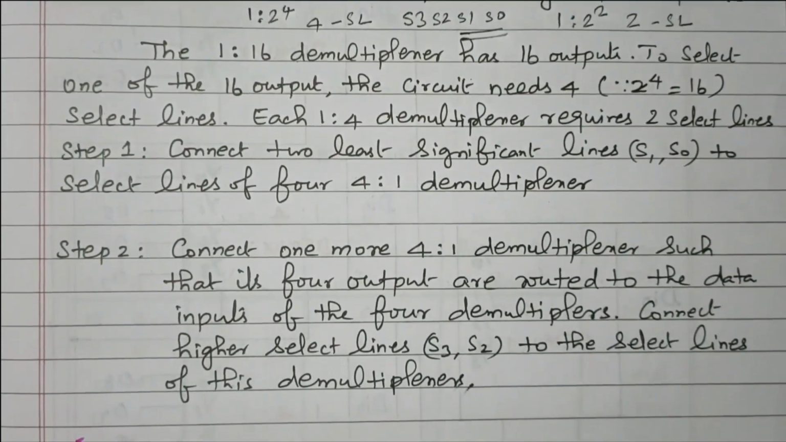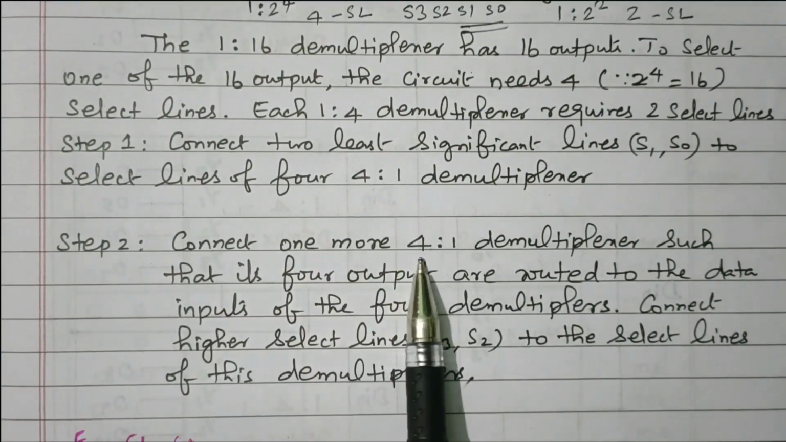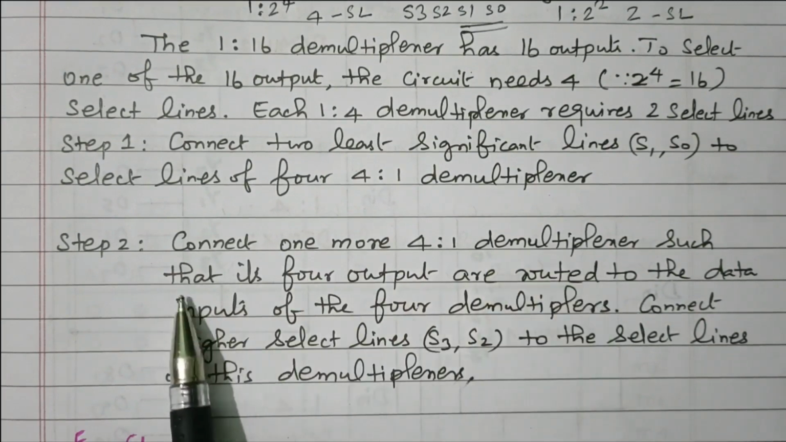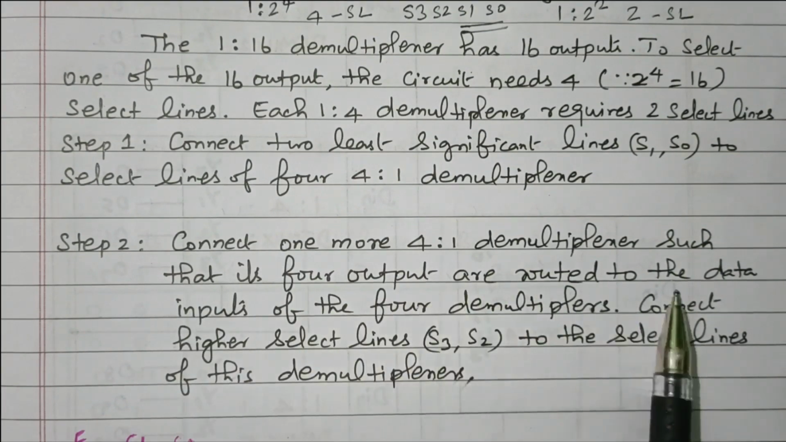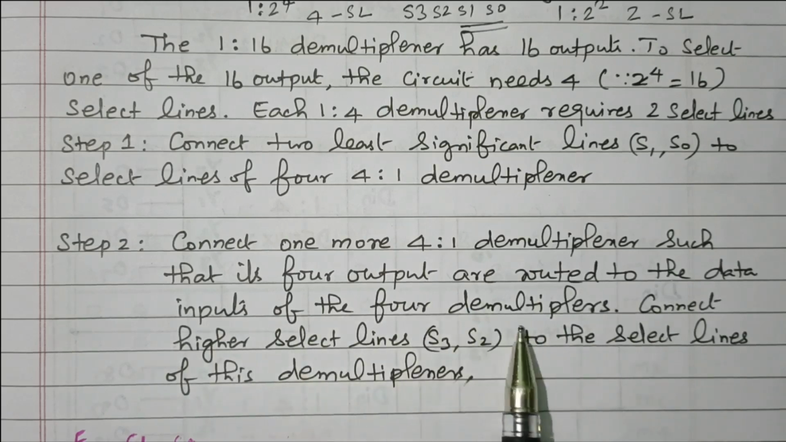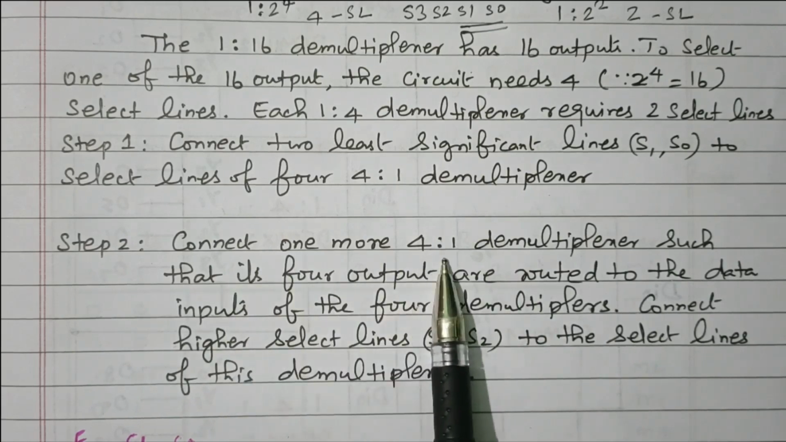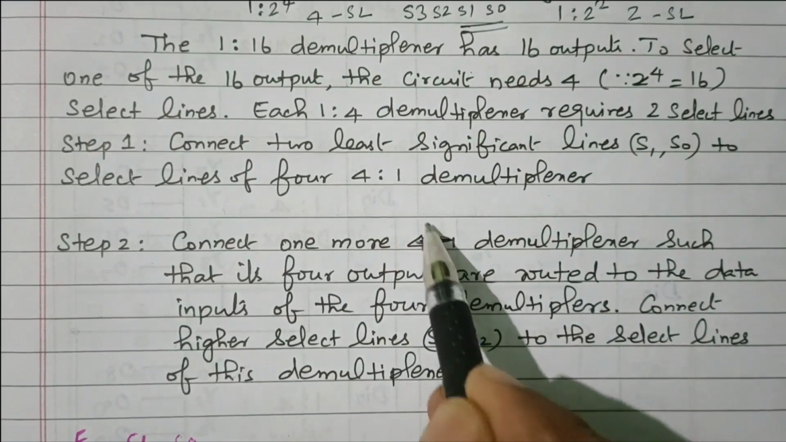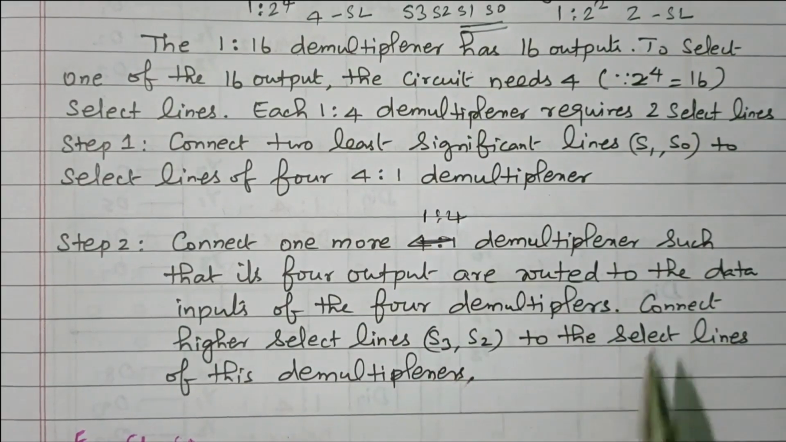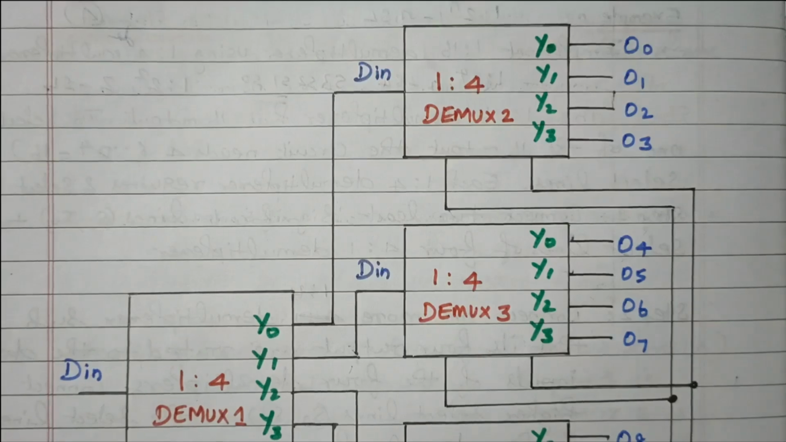The second step is to connect one more 1:4 demultiplexer such that its 4 outputs are routed to the data inputs of the 4 demultiplexers. Here we are using 4 demultiplexers that are controlled by one more 1:4 demultiplexer, right? For that we need to connect the MSBs S3 and S2, right? Now we'll go to the block diagram to see how we are connecting. So totally we have 5 dmux, 4 dmux controlled by one more dmux. Now we'll see the block diagram.